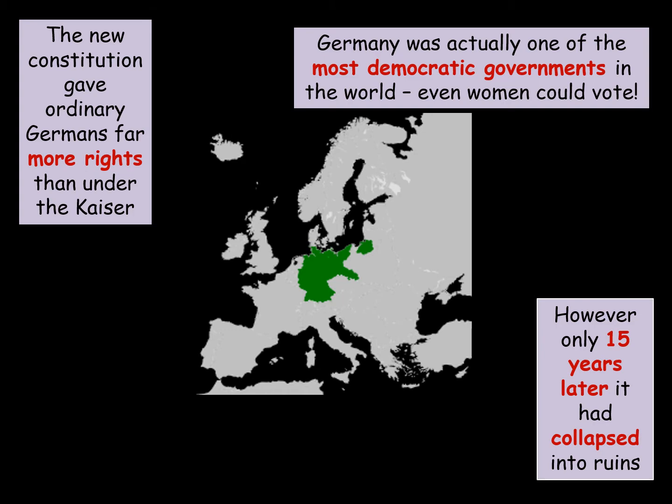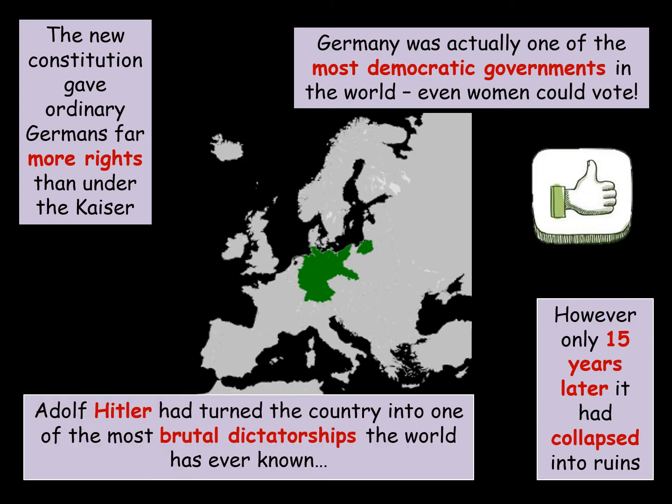However, 15 years later it had completely collapsed into ruins. The reason for this is that Adolf Hitler and the Nazi Party had come to power and had turned the country into one of the most brutal dictatorships that the world has ever known. Very much a far cry different from this democratic thing that they were trying to set up.